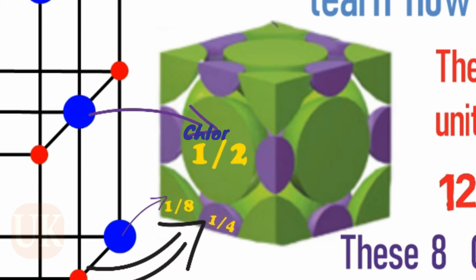Face-centered chlorines share one by half. These chlorines are at the upper and lower faces, on both sides, and at the back and front faces of the whole lattice.